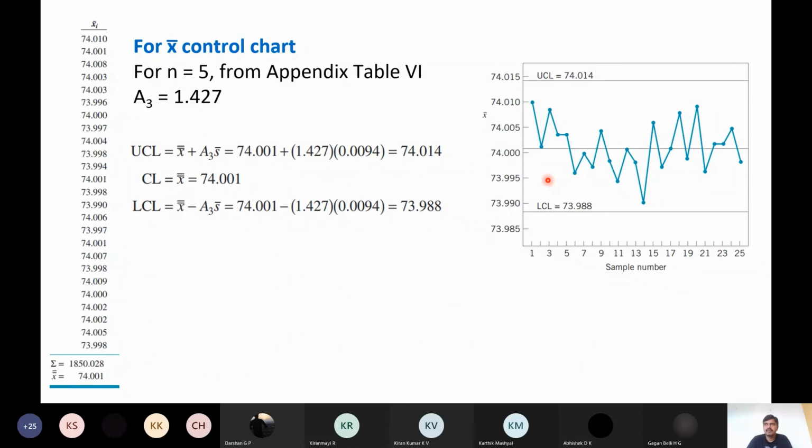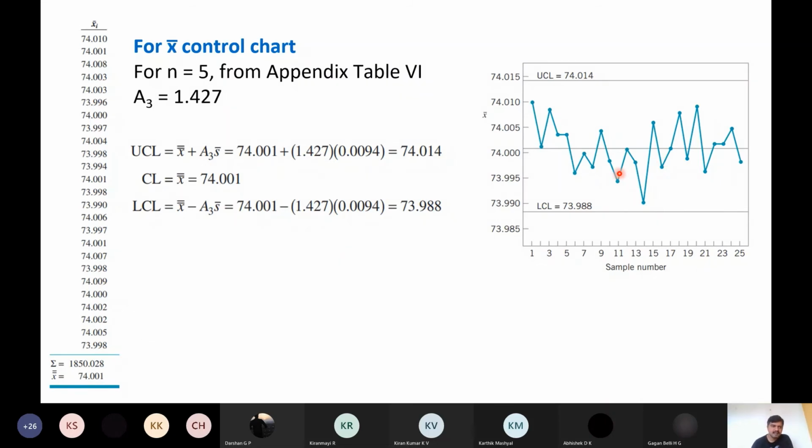Or sometimes you can apply the patterns also, or you can go for applying the concepts of run. If there are more than 8 points on the upside or downside of the central line, then also you can comment on that. Otherwise the process will be in control. In this case also the process is in control because all points lie within the control limits.